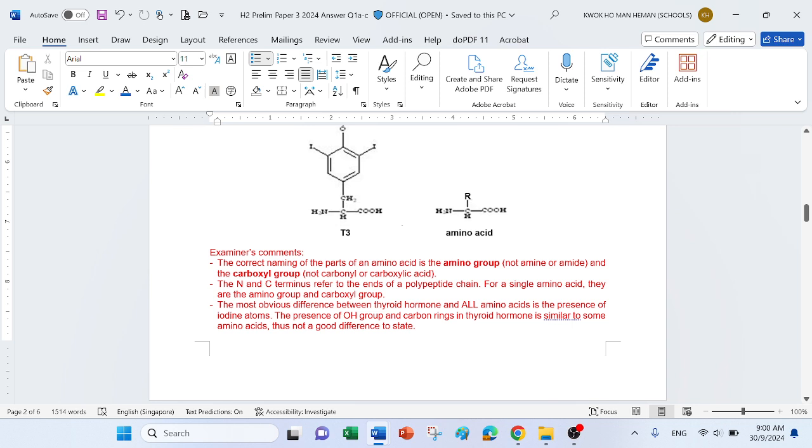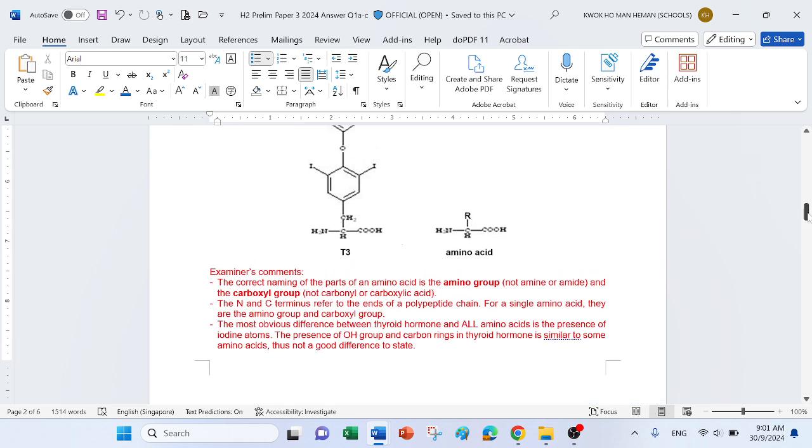Then some of you use N and C terminus. That is only applicable in a polypeptide chain, right? Terminus, right? So you have a chain, then you have two ends, right? And amino acid don't have ends, right? It's not a chain. Okay, so it's just two functional groups, amino group and carboxyl group. Okay. So this one mentioned already that the most obvious difference is the presence and absence of iodine. Yeah, that is applicable to all the amino acids.